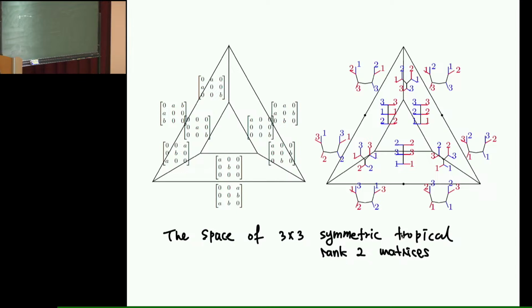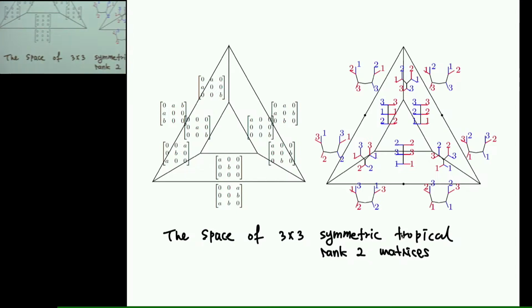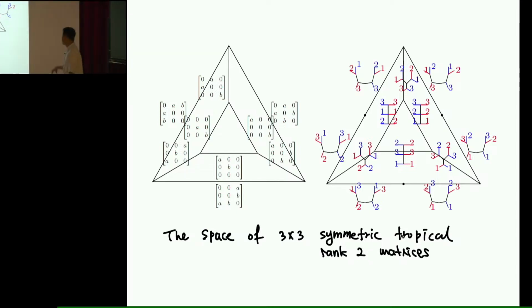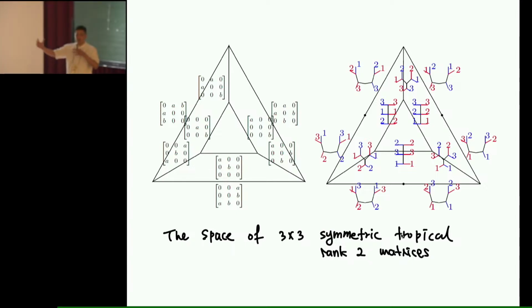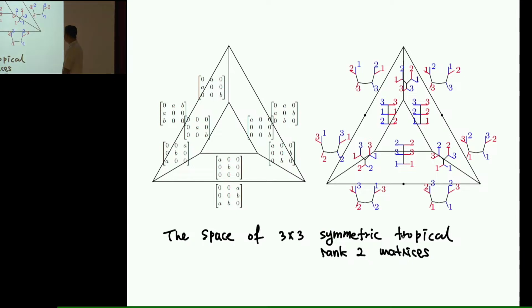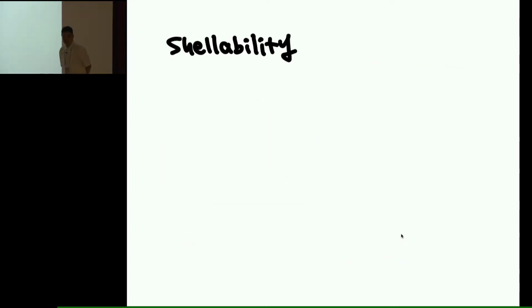So here's the figure for the 3x3 symmetric tropical rank 2 matrices. This is the description of that. Of course, depending on the size, you have a different diagram. Maybe this is the easiest possible case that we can draw. Let me talk about the results out of it.